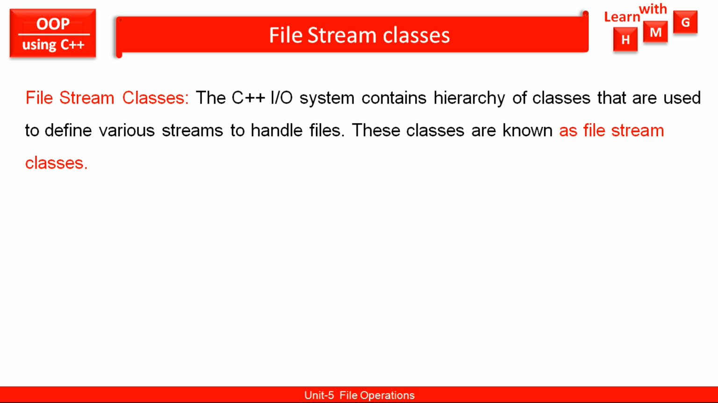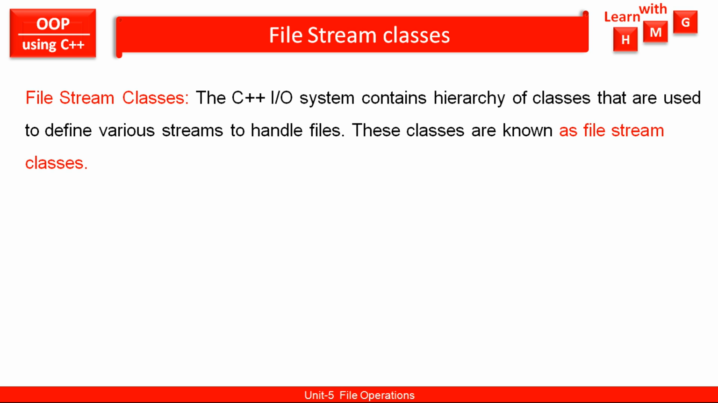The C++ input output system contains a hierarchy of classes that are used to define various streams to handle files, and all these classes are known as file stream classes. So the input output system is the system which provides the media or facilities for performing input and output operations, and these operations may be using input output devices or files. And to handle these input devices, output devices and files, there are certain predefined classes in C++, and they are organized in a particular hierarchy.